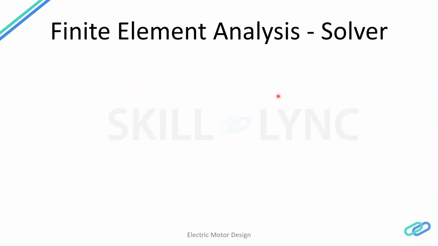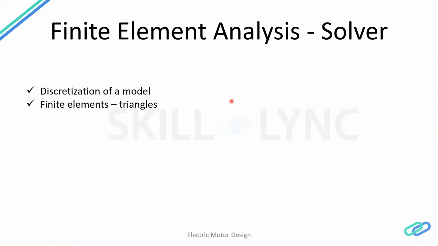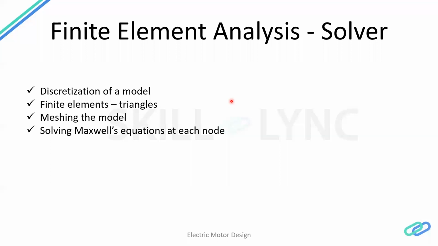So what happens in the solver, right? It starts with discretization of a model, which means dissecting the model into really small components. These small components are called finite elements, which can be triangles in Maxwell. Then you mesh the model with these triangles. You keep the most crucial components of the design as densely meshed as possible, so that the results of solving Maxwell equations at these dense nodes yield you the best results.